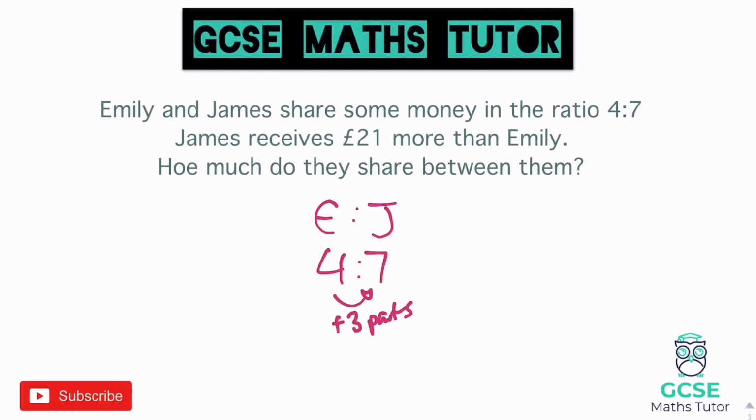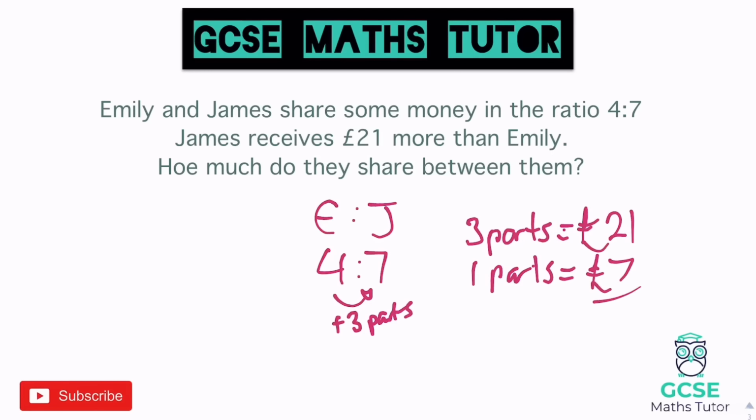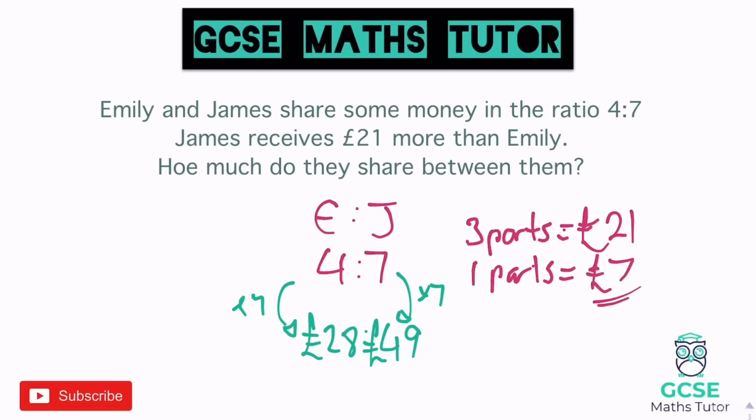So that extra £21 is 3 parts. So if 3 parts of this ratio equals £21, then 1 part, to divide that by 3, must be £7. And from there we can work out how much they both receive. If it was 4 to 7, and each part is now worth £7, well, 4 times 7 gives us £28 for Emily, and 7 times 7 gives us £49 for James.